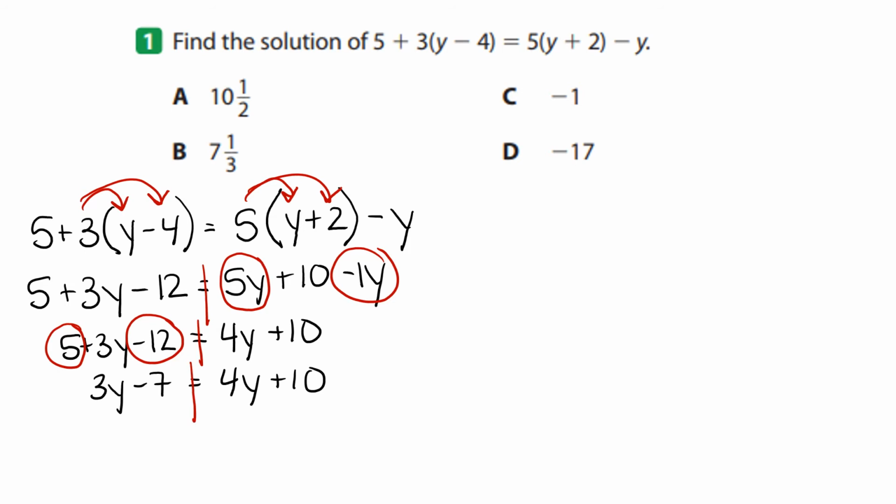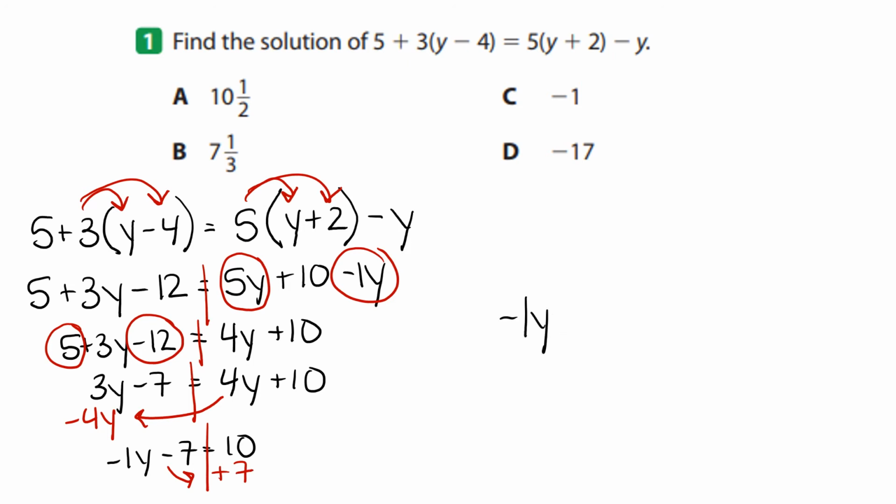Our next pair of like terms are our 4y and 3y. They're on opposite sides, so we do the opposite operation. 3 minus 4 is going to give us a negative 1. Our next pair of like terms are the 7 and the 10. So instead of a minus 7, we do the opposite. We do a plus 7.